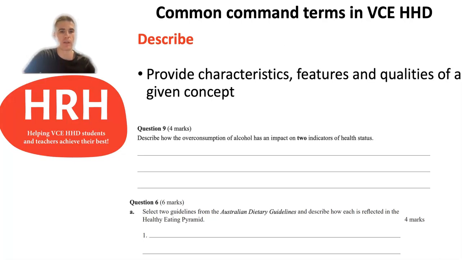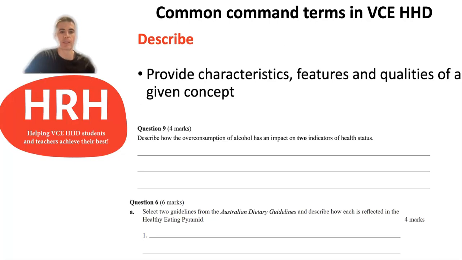Essentially though, for this one that we're just looking at for 4 marks, you'd be doing that describe aspect of the question twice, because you're linking it to 2 separate indicators of health status. So it is still a describe question that's essentially worth 2 marks, but you're doing it 2 times.